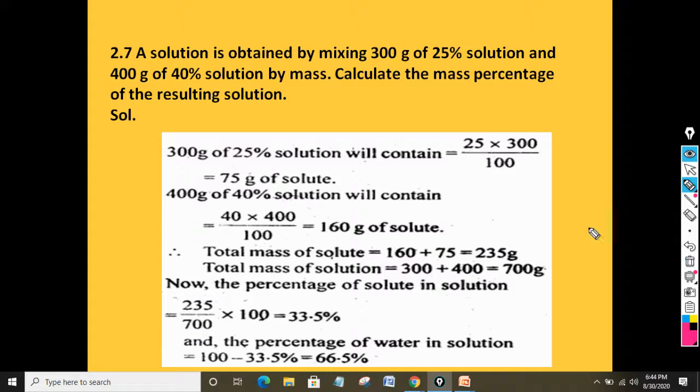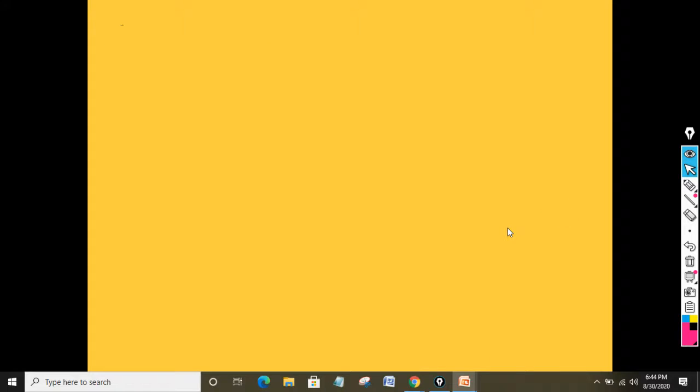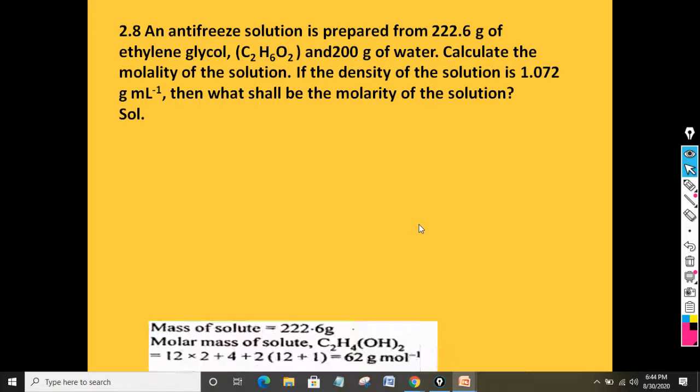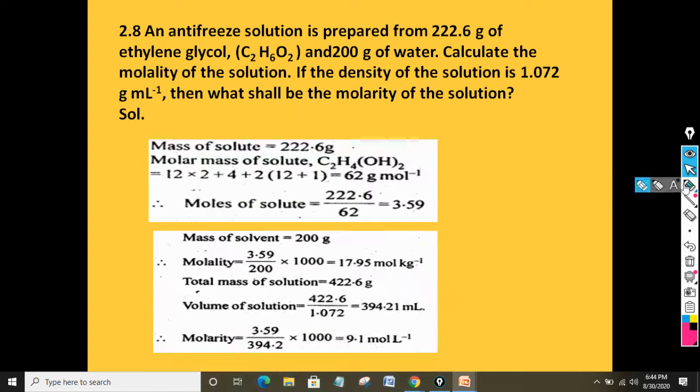Okay, the next question, we have 2.8, which says antifreeze solution prepared from 222.6 grams of ethylene glycol, which has the formula C2H6O2, and 200 grams of water. So this much solute in this much grams of water. We have to calculate the molality and the molarity.